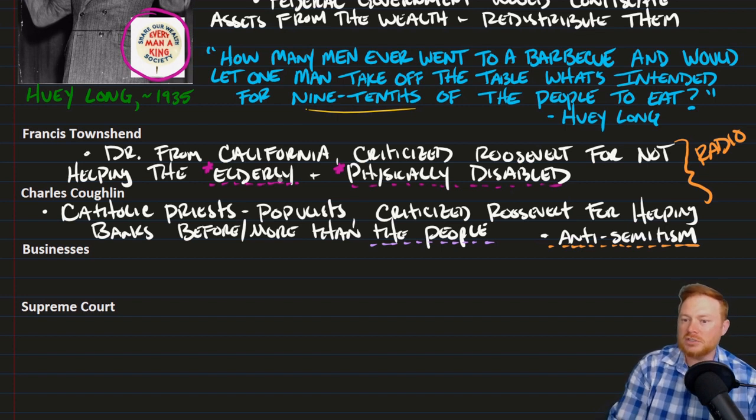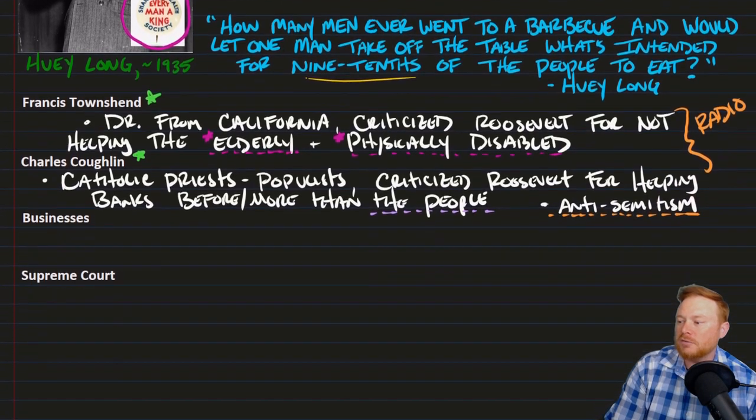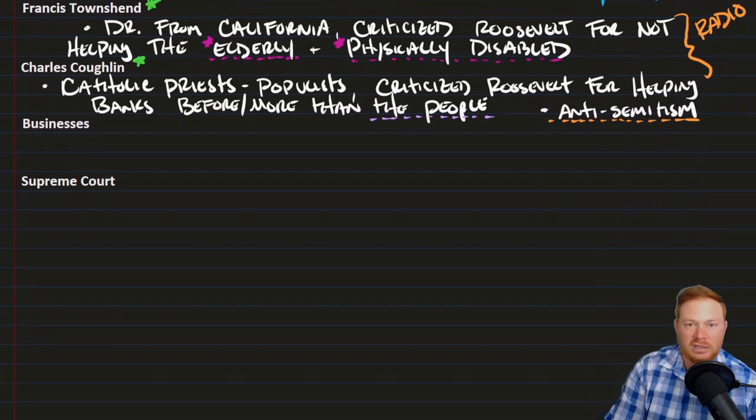So most of these criticisms here, Coughlin, Townsend, and Huey Long, all of these people are saying Roosevelt is not doing enough, and that would be one criticism of Roosevelt: do more, be more radical. But the criticism coming from the other side is conservative, meaning that these are people who believe that Roosevelt has done too much. And maybe the most logical critic of Roosevelt was big business, right?